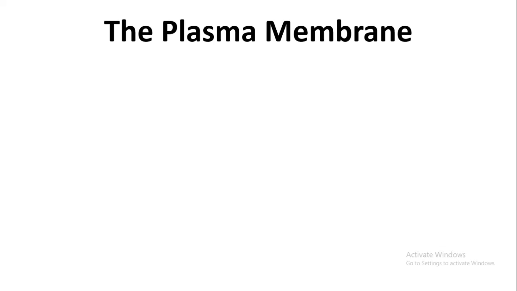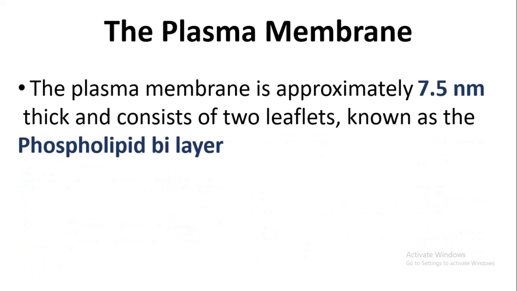So the first organelle we can look at is the plasma membrane. We need to understand that the plasma membrane is a bilayered membrane, and it simply controls what goes in and out of the cell. This is done through the help of the phospholipid bilayer. We also need to understand that the plasma membrane is approximately 7.5 nanometers. Every person needs to understand the size of the plasma membrane. Take note of that. A plasma membrane is 7.5 nanometers thick, and it consists of a bilayer of phospholipids.